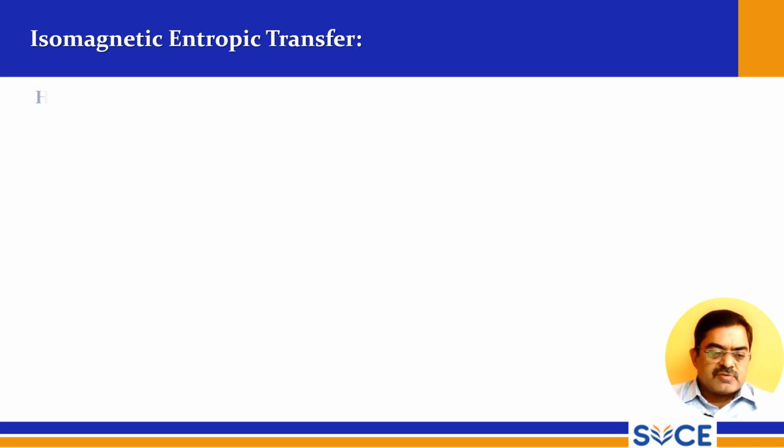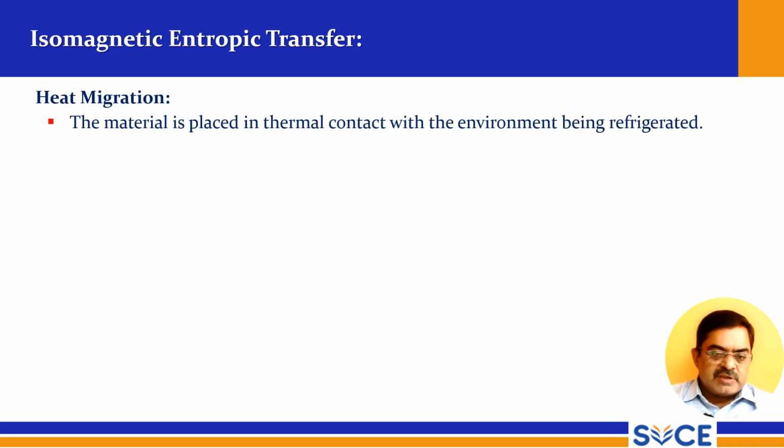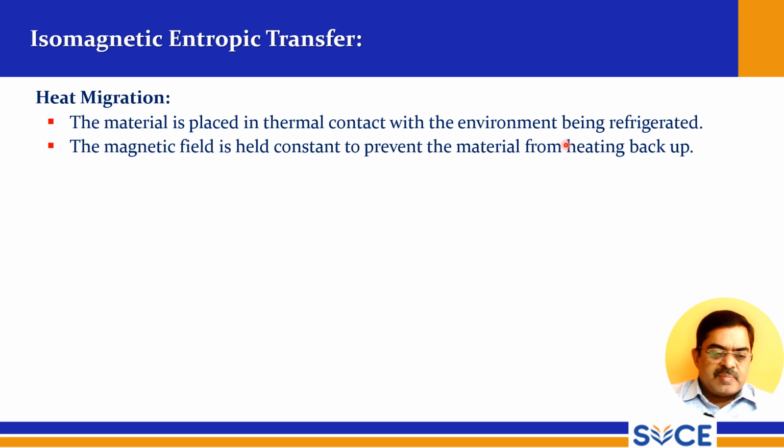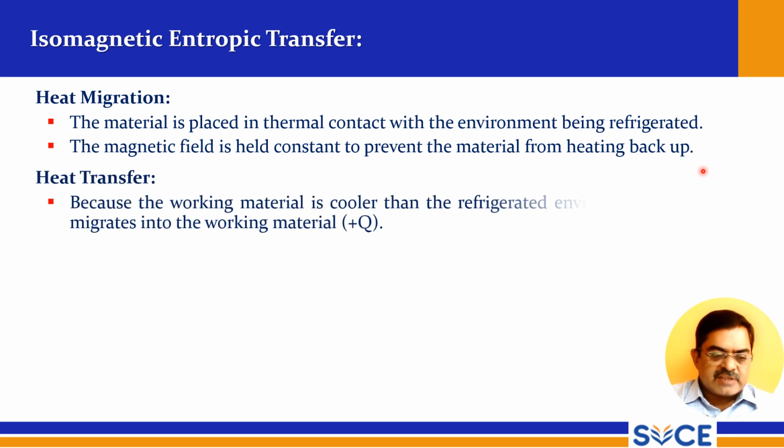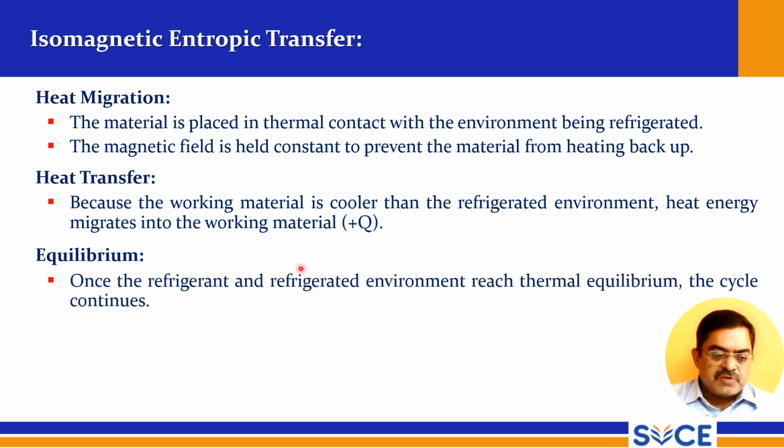So, isomagnetic entropic transfer, heat migration. The material is placed in thermal contact with the environment being refrigerated, and the magnetic field is held constant to prevent the material from heating back up. For heat transfer, because the working material is cooler than the refrigerated environment, heat energy migrates into the working material. So, equilibrium: once the refrigerant and refrigerated environment reach thermal equilibrium, the cycle continues.